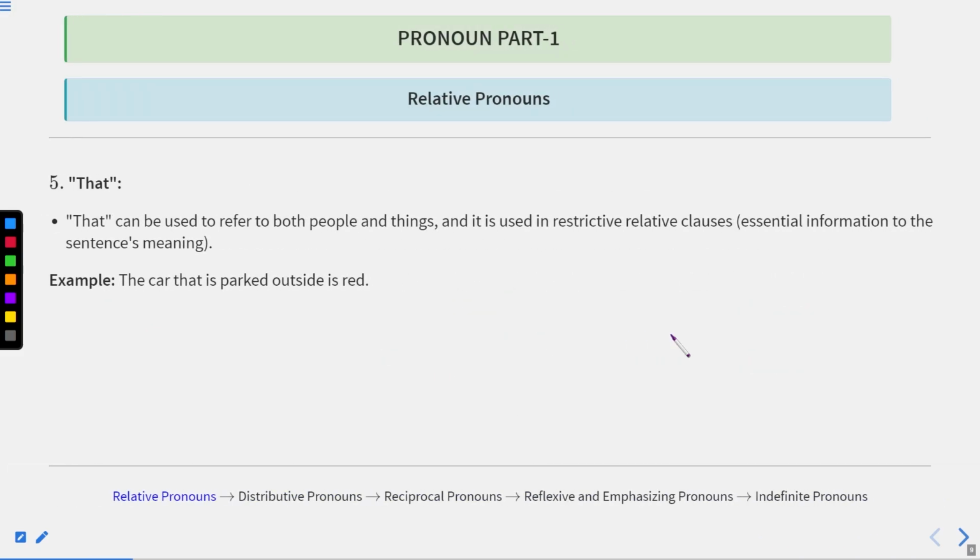That can be used to refer to both people and things, and it is used in restrictive relative clauses, essential information to the sentence's meaning. Now, what are restrictive clauses and non-restrictive clauses, that we are going to discuss later on. The car that is parked outside is red.